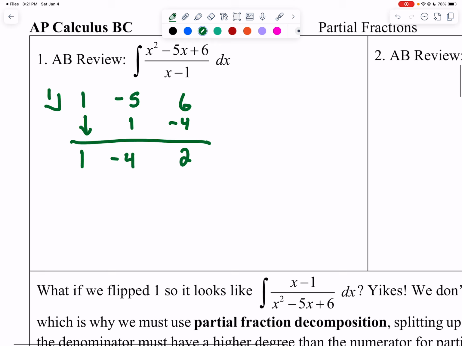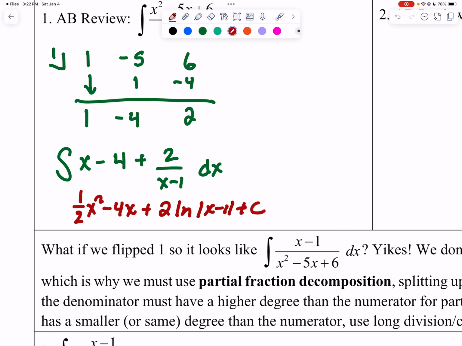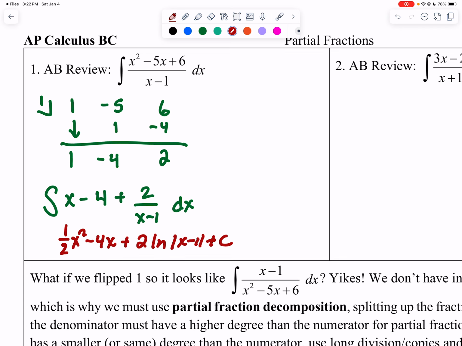That's fine. So I could rewrite my integrand to be x minus 4 plus 2 over x minus 1 dx. And then if I were to take the integral of that, that's just going to be 1/2 x squared minus 4x plus 2 ln of x minus 1 plus c, making sure that your x minus 1 is in absolute value bars.